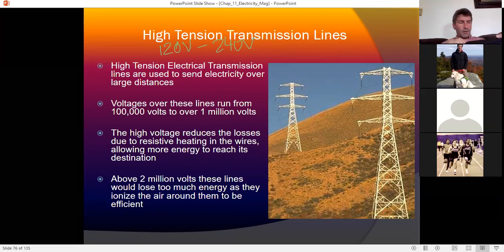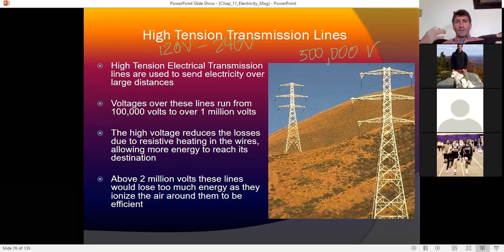But that's not the way that the power plant will send it to different locations. We can send electricity more efficiently from the power plant to our location if we send it at, let's say, half a million volts, and then use transformers to step it down, okay? So again, high tension electrical transmission lines are used to send electricity over long distances. The way our power system works is we have a grid of interconnected power plants.